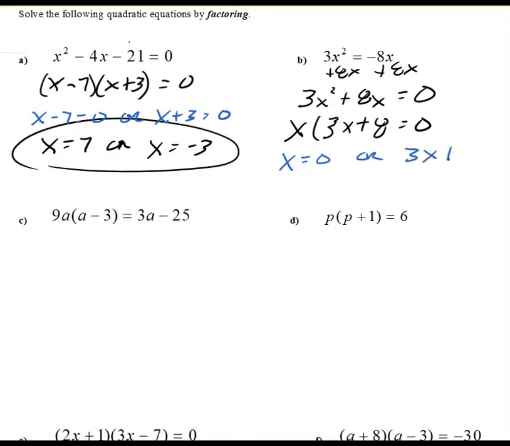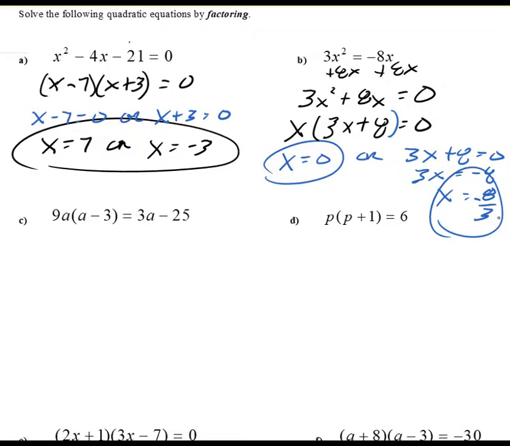So 3x plus 8 equals 0 and x equals 0. So x equal to 0 is one of my answers. And then solving here, we have 3x equals negative 8. Dividing by 3, we get x equals negative 8 thirds. Sorry for that. X is negative 8 thirds. Okay, so for C, I just want to move this down a little bit.